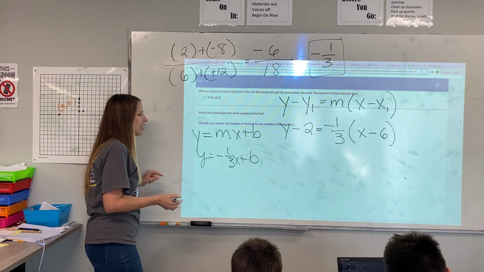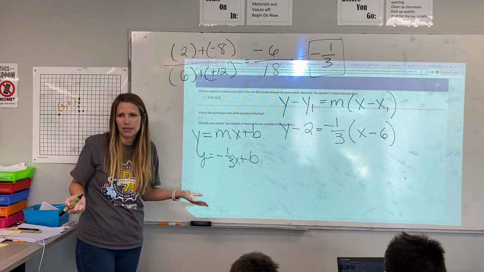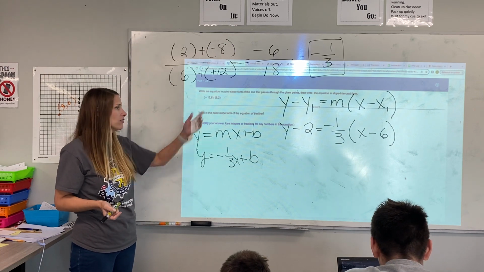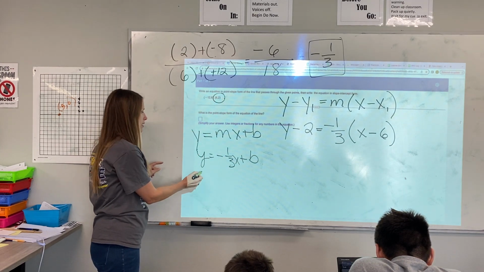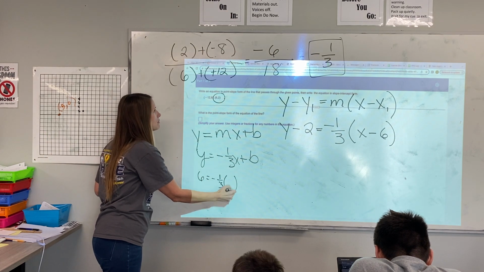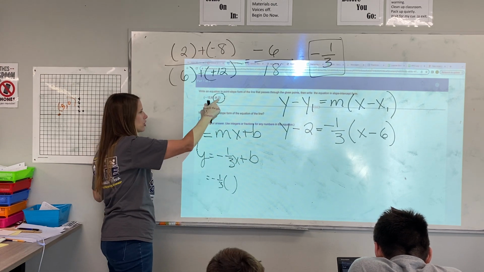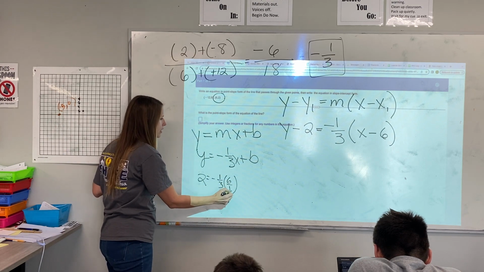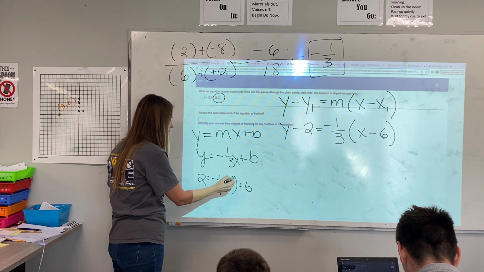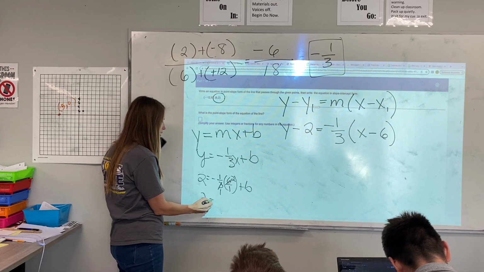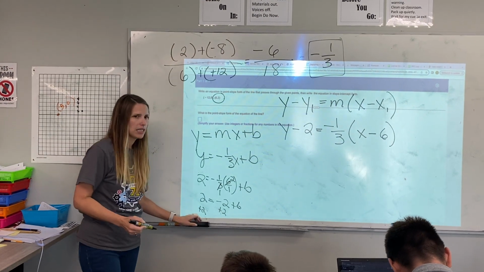Remember, we can solve for b if we just had something to plug in for any points on the line. Take your positive ones, plug them in, and solve for b. 6 equals negative 1/3 times x, I'm sorry, I put them in the wrong order. My 2 is my y, and then my 6 is x. I caught my mistake before you guys did. Now cancel, and I have 2 equals negative 2 plus b, plus 2, plus 2, b equals 4.